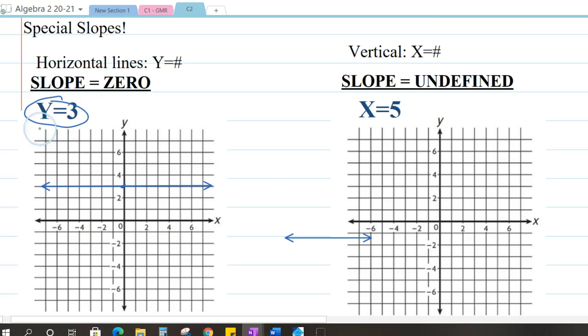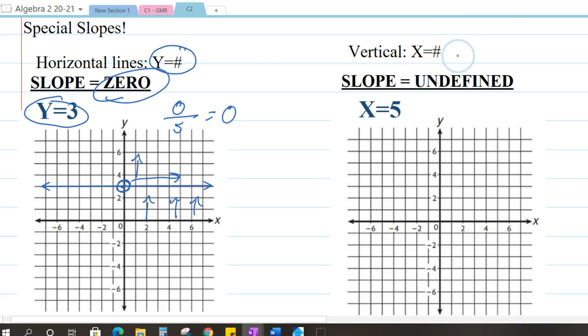I have y equals 3. That means I'm at y equals 3. Doesn't matter where I am in the x-axis, I'll always be at y equals 3 all the way across. Because I am running, but I am not rising, so my rise is 0, my run is a number, that means my slope is 0. So I have a 0 slope whenever I have y equals a simple number.